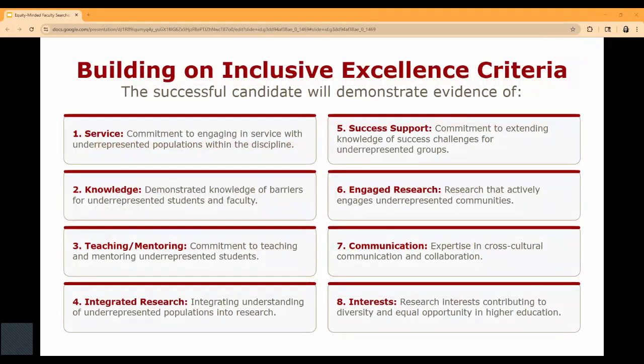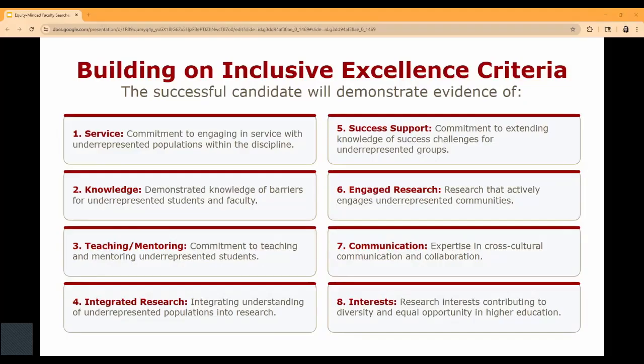Next is the Building on Inclusive Excellence program, which is still in effect and continues to be a requirement for tenure track hiring. In order to be hired in a tenure or tenure track faculty position, faculty must meet at least 2 of the 8 Building on Inclusive Excellence criteria. These criteria require that all faculty hires show some commitment to teaching, research, or service with underrepresented populations.